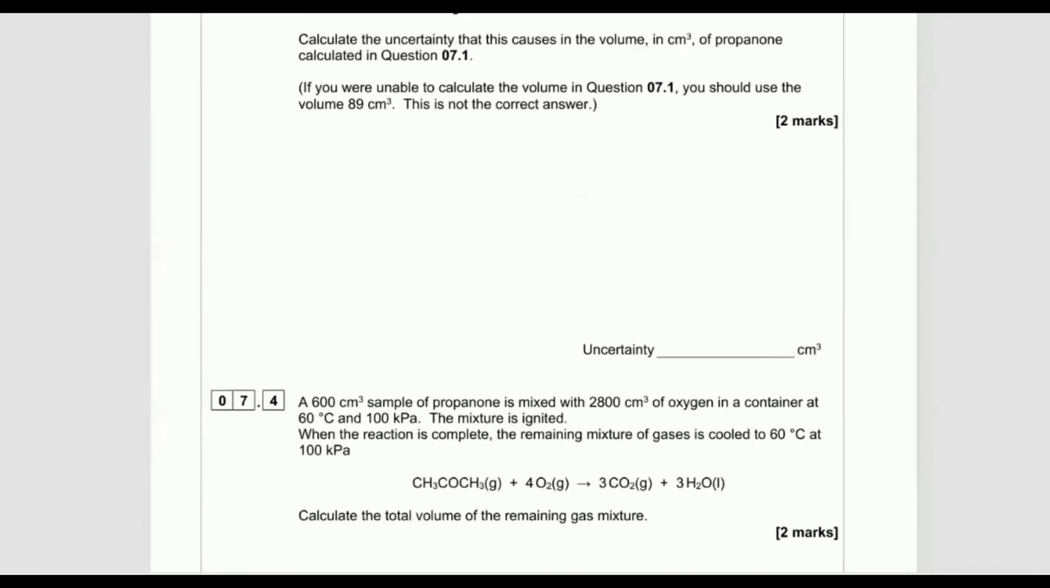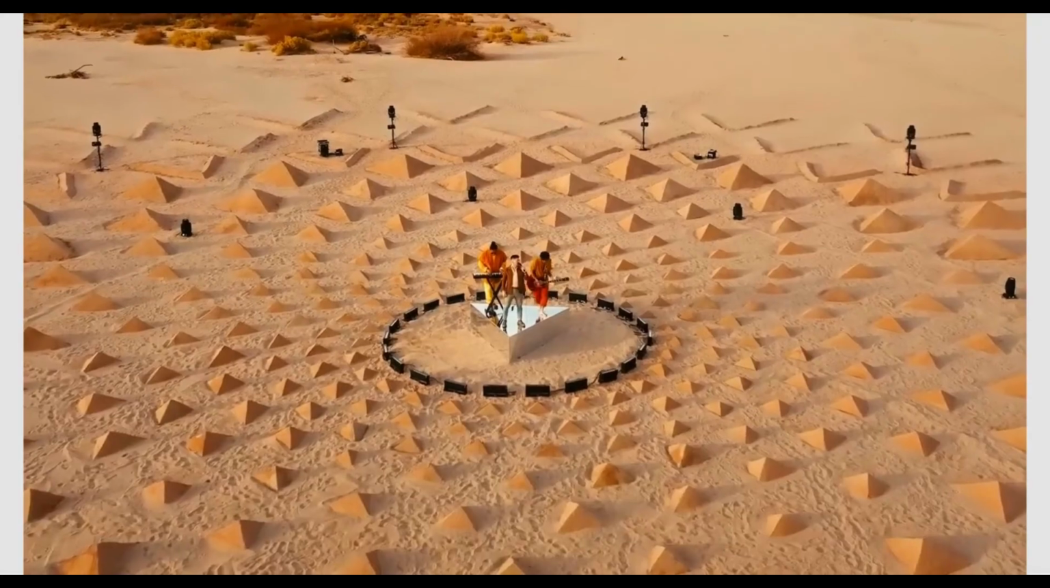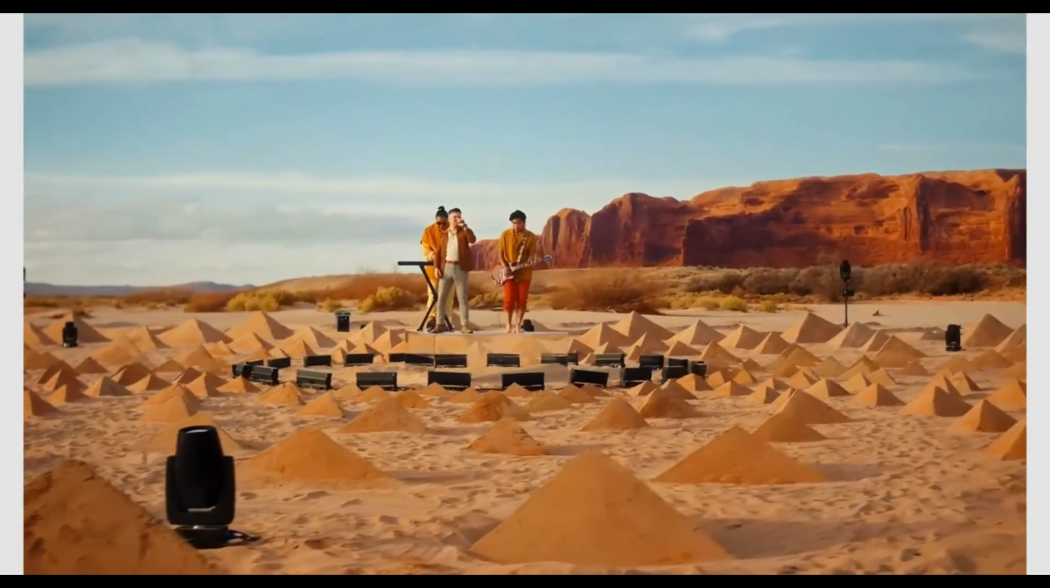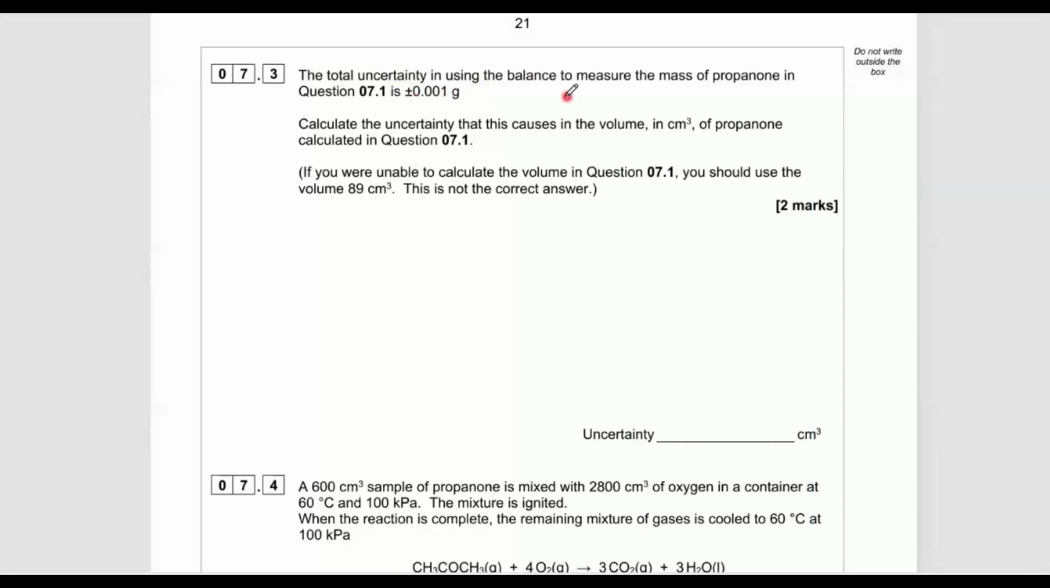Let's move on. 7.3, we've been given the total uncertainty, which is plus or minus 0.001, and that's the uncertainty in the balance we used to measure the mass in the first question.